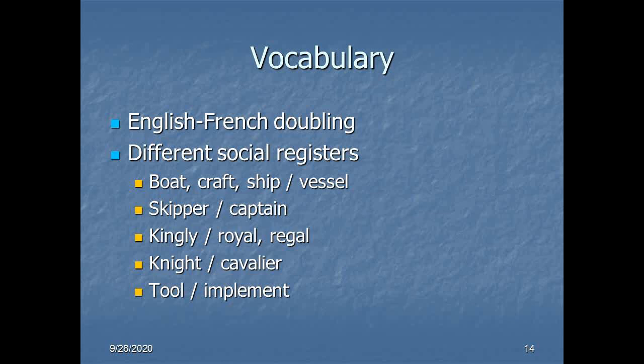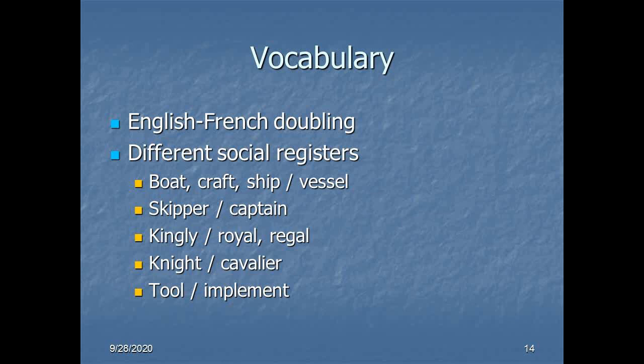Consider, for example, boat, craft, or ship, which are everyday words. Fishermen use these words, but vessel, fishermen don't use that word. And I say this, of course, in a province that has a long history of fishermen, speaking to at least some students who I know have fishermen in their family. Similarly, skipper and captain. Captain has more an air of formality to it, doesn't it?